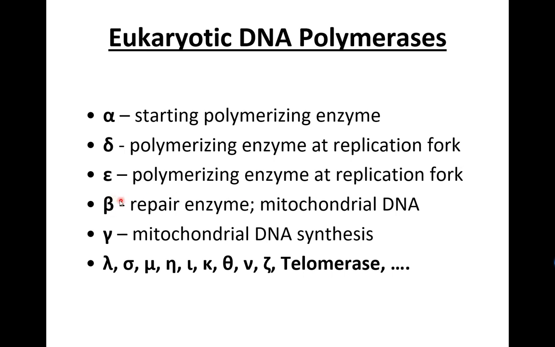Now you have the beta one, which is involved in DNA replication in the mitochondria particularly, and also acts as a repair enzyme. The gamma as well is involved in mitochondrial DNA synthesis. And then you have so many other ones there, right? Lambda, sigma, mu, and so on.